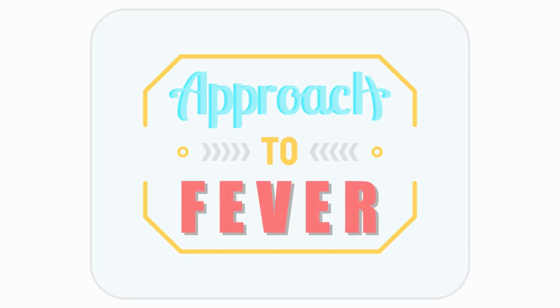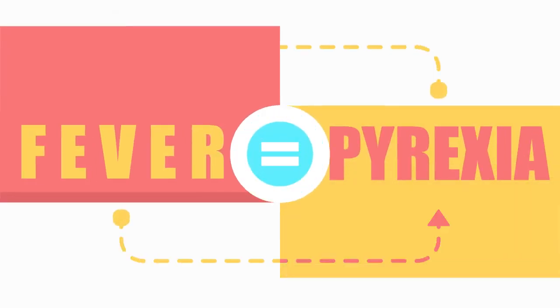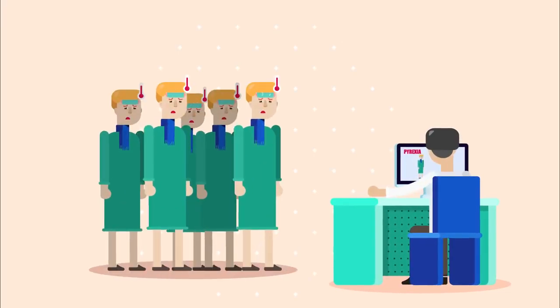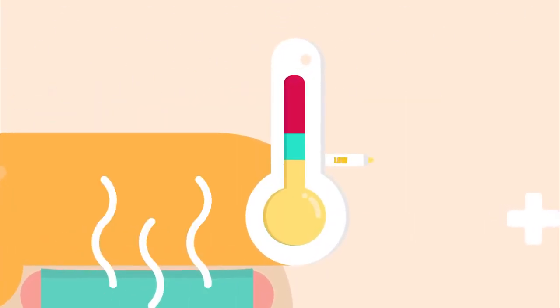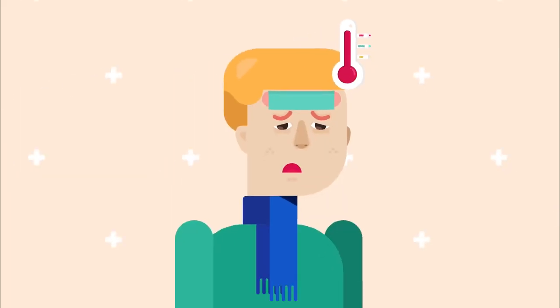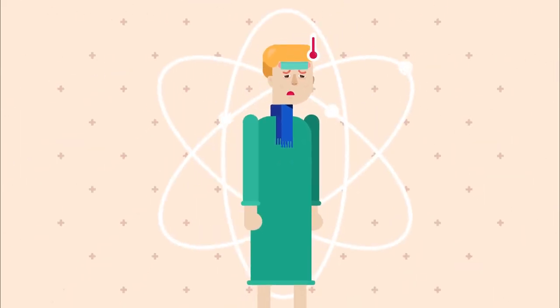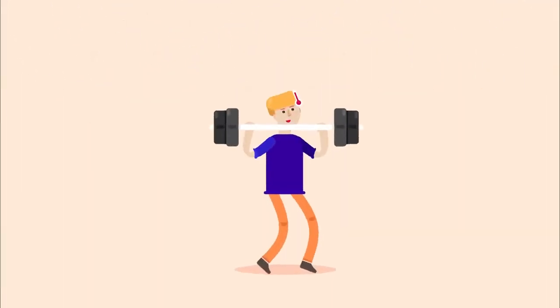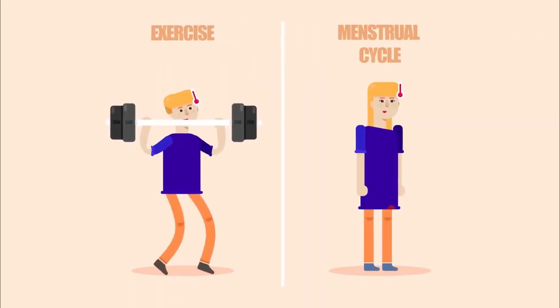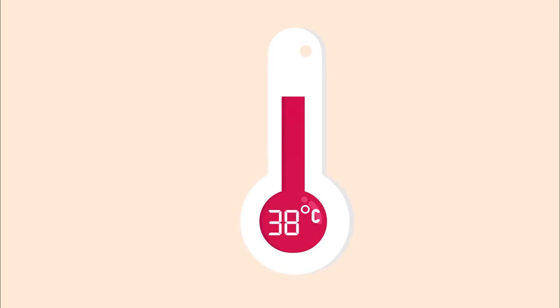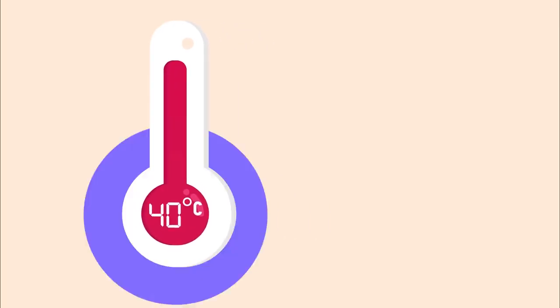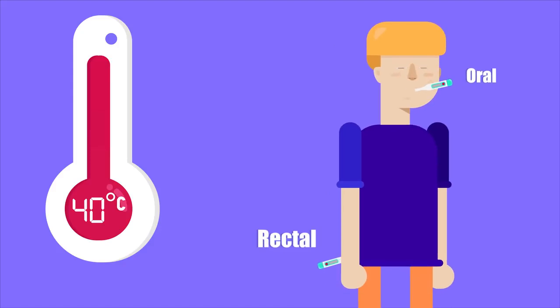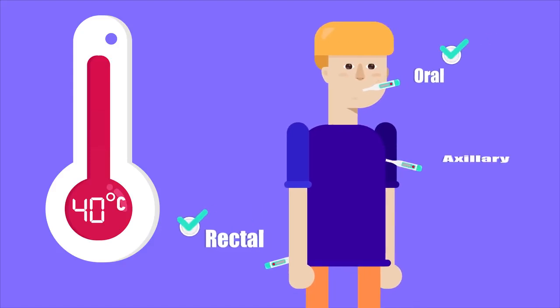Approach to fever. Intro. Fever, also called pyrexia, is one of the most common presenting complaints in medical practice. It is defined as a body temperature that is above the normal range for that individual without any physiological cause to it. In other words, temperature raised due to exercise or menstrual cycle doesn't count as fever. This is usually above 38 degrees Celsius recorded by thermometer. In this case, oral and rectal temperature readings are more accurate than axillary temperature.